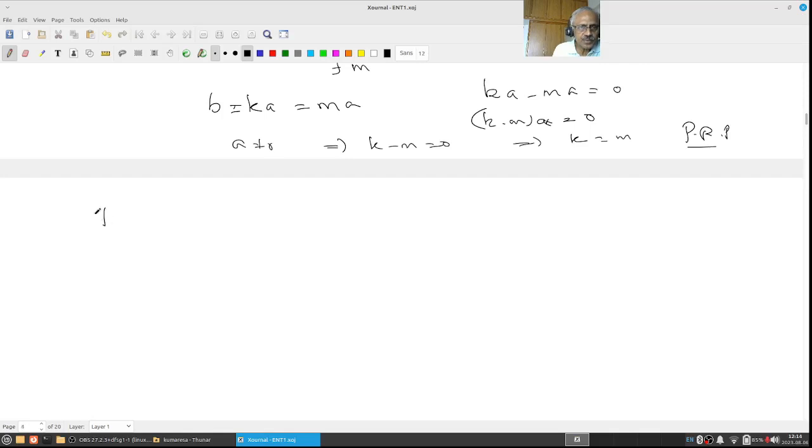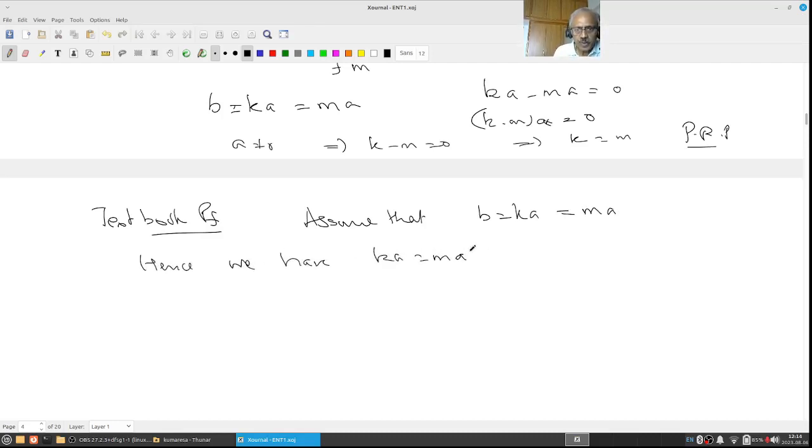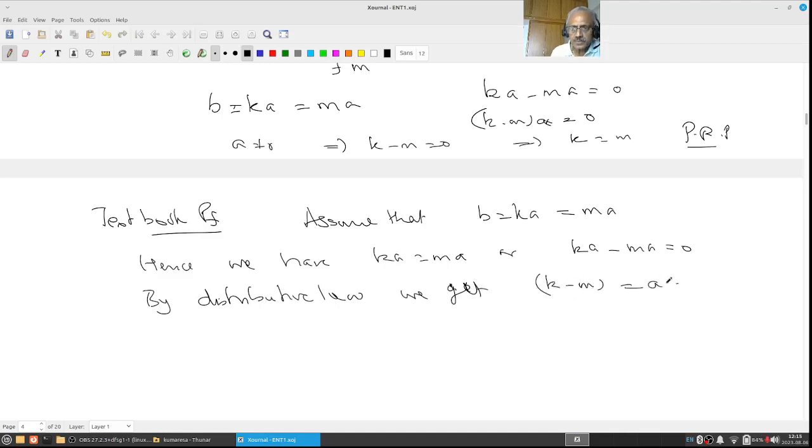How will I write it? A streamlined proof or a textbook proof. Okay. How will it look? Assume that b equals ka equals ma. Hence, we have ka equals ma or ka minus ma is 0. Using the distributive law, we get k minus m into a is 0. Since a is not equal to 0, it follows that k minus m is 0, hence k equals m.